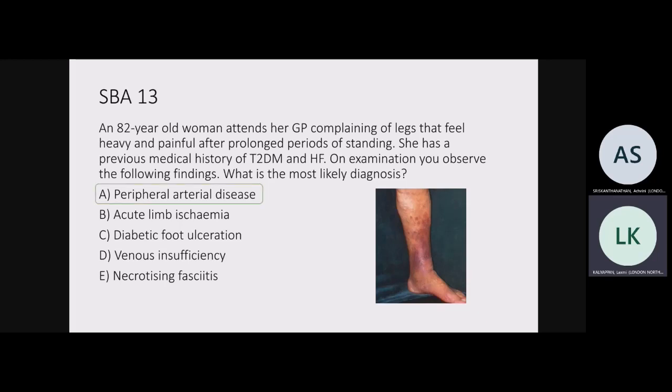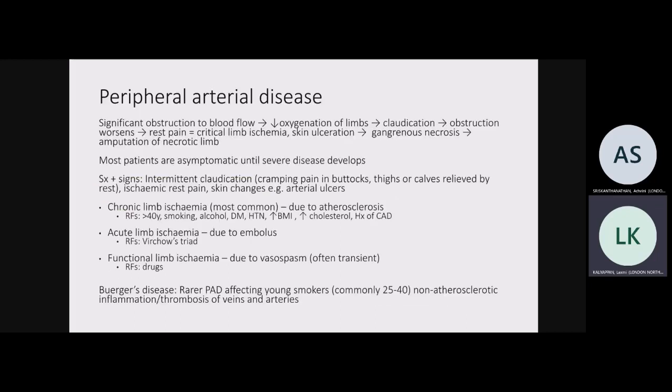So it's peripheral arterial disease, and we'll go through why that's the case. Sorry, this slide is very text heavy. Essentially, the pathophys behind PAD is that there's obstruction in your arterial system, which leads to reduced oxygenation of the limbs, and so you get claudication, which is almost like leg angina. And this is because the obstruction worsens when you're exerting yourself.